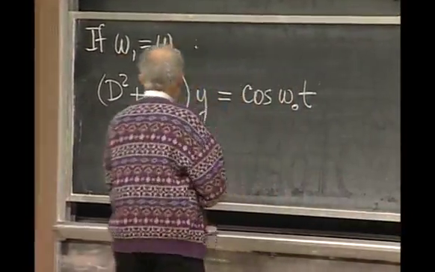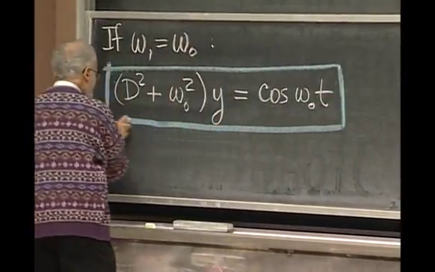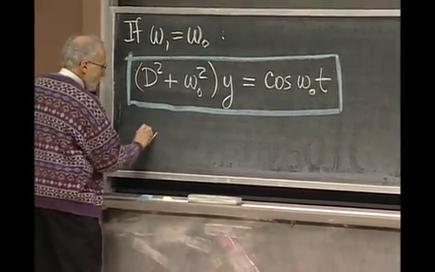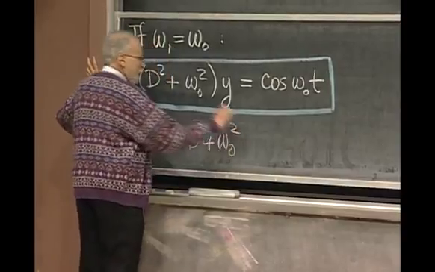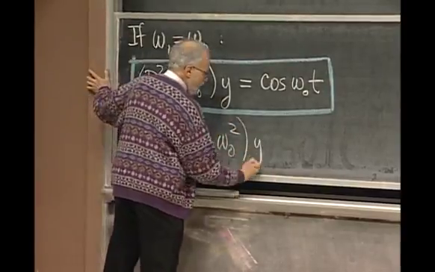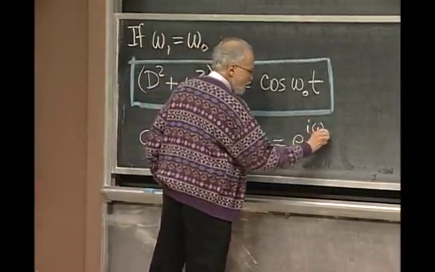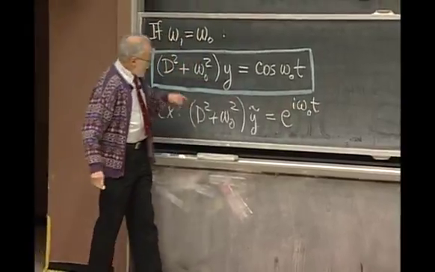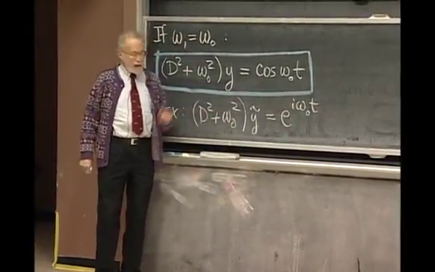What we want to do is first complexify it and then solve. So the complex equation will be D squared plus omega naught squared times y tilde equals e to the i omega naught t this time. But now i omega naught is a zero of this polynomial. That's why I picked it, right?